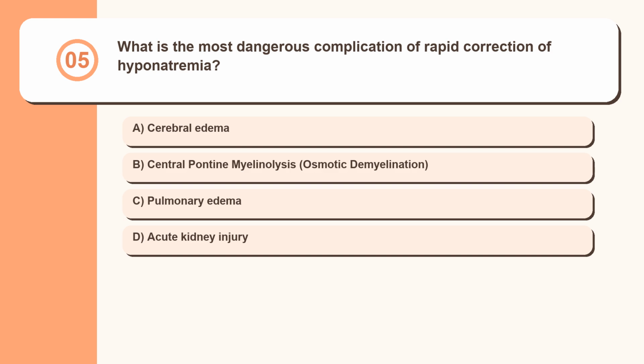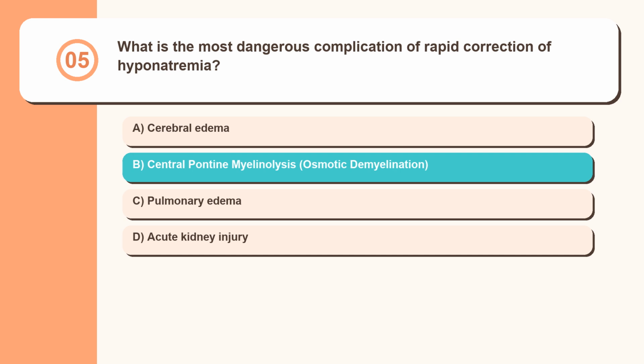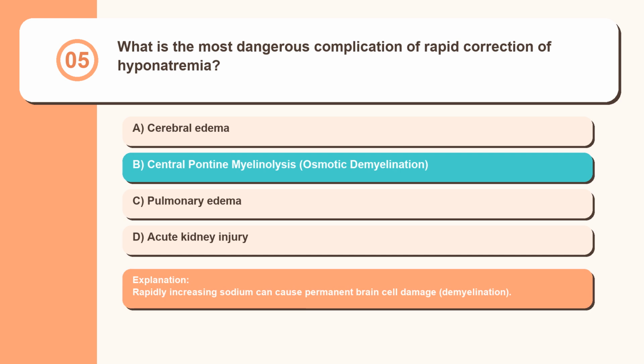Question 5. What is the most dangerous complication of rapid correction of hyponatremia? Cerebral edema, central pontine myelinolysis, osmotic demyelination, pulmonary edema, acute kidney injury. Rapidly increasing sodium can cause permanent brain cell damage, demyelination.